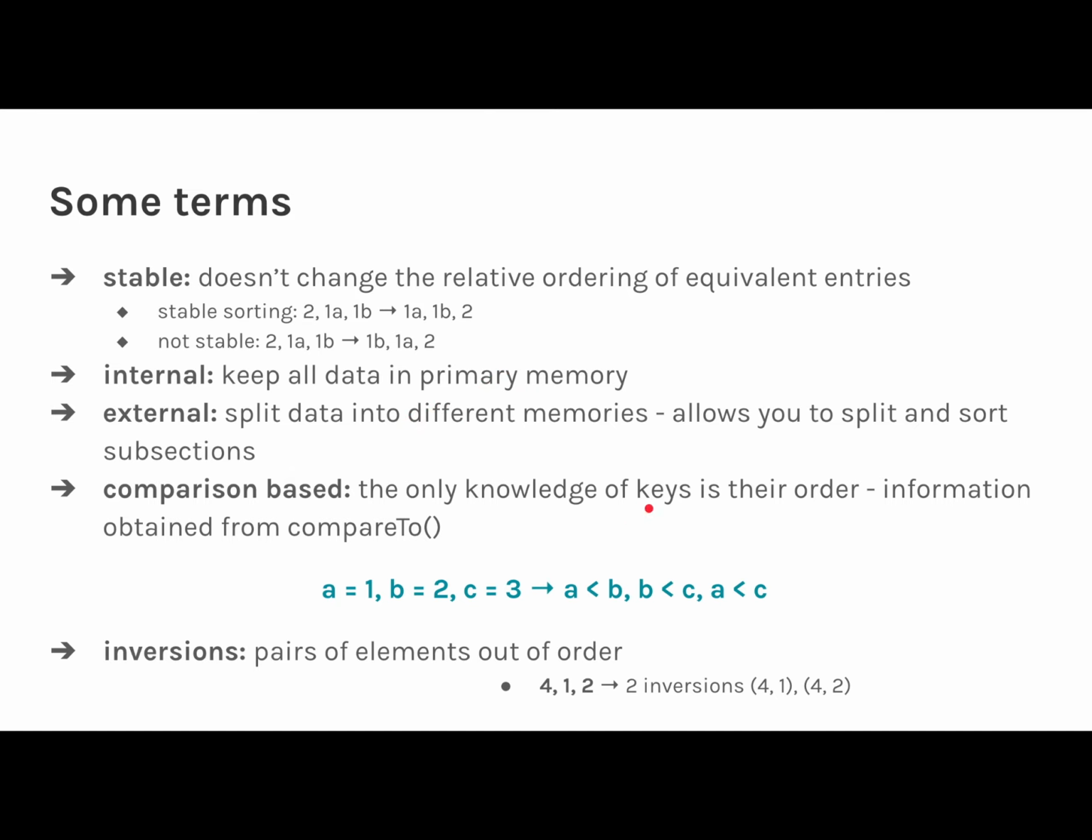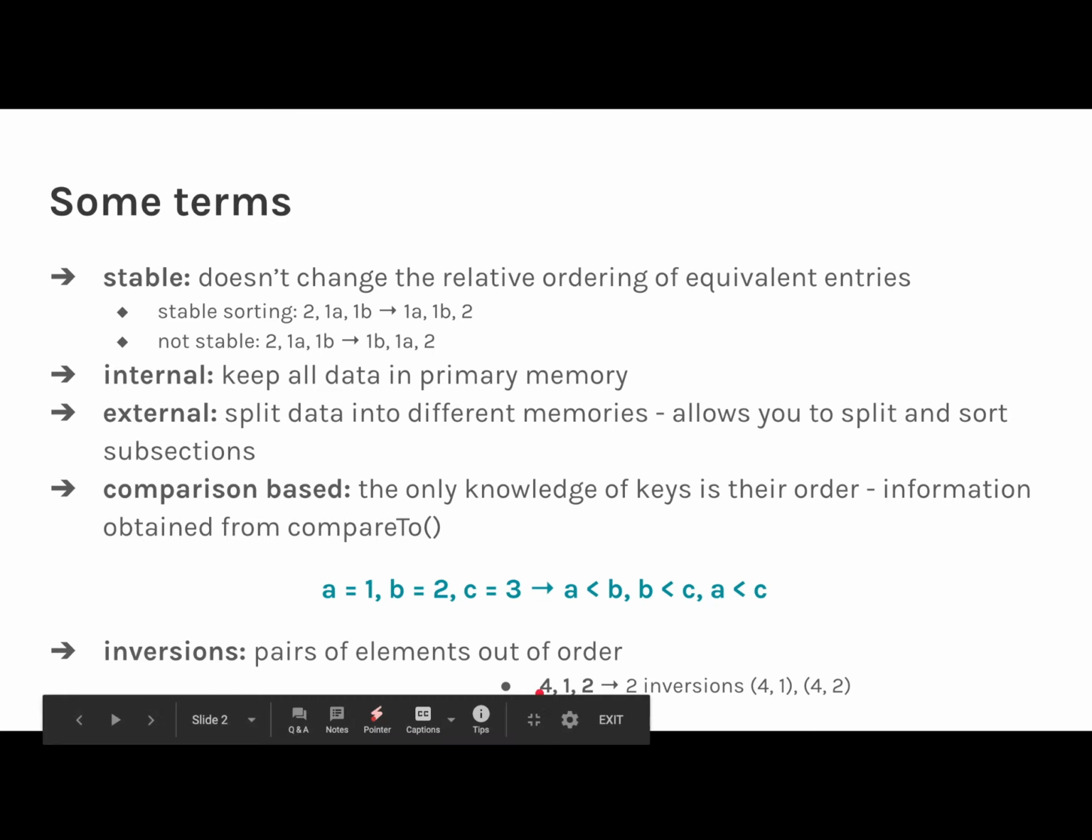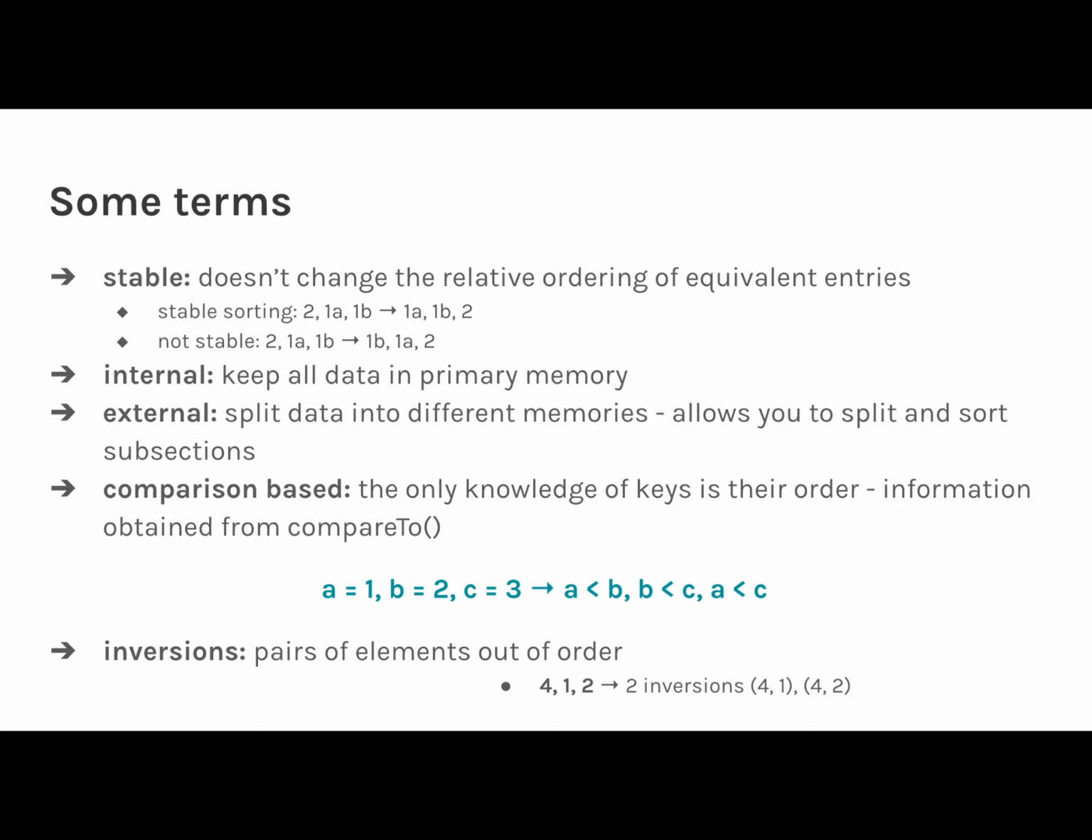And then inversions are just a pair of elements out of order in your sequence. As an example, if I have the sequence 4, 1, and 2, that has two inversions because 4 and 1 are out of order, and 4 and 2 are out of order.